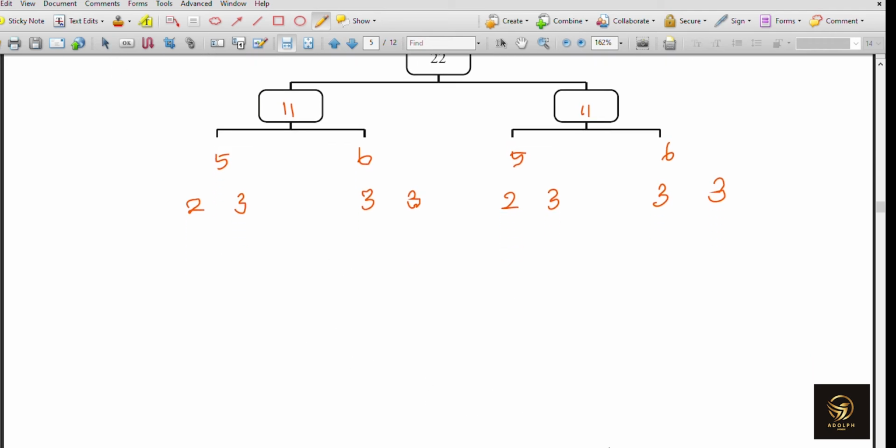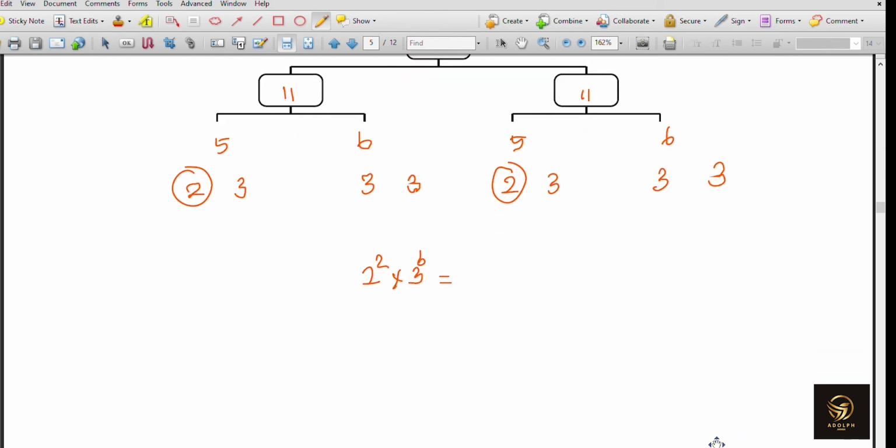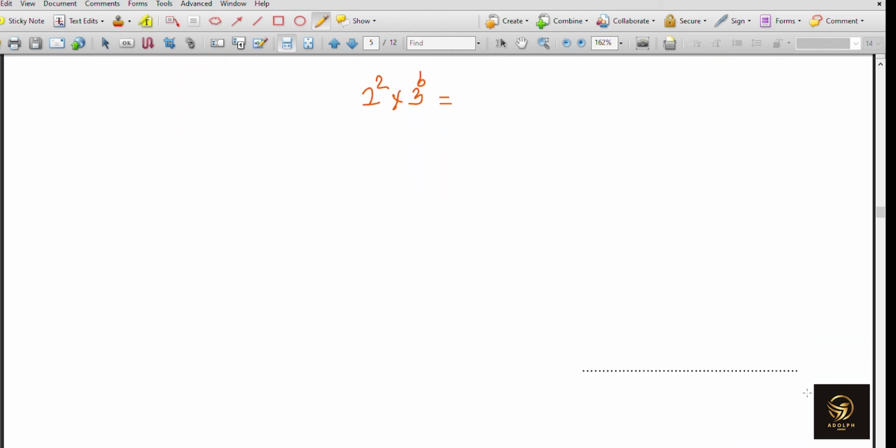And we are going to write finally what the sum is, because we have to find what the largest product is. So we can check here: 1, 2, 2, 2, we have here, so it's going to be 2 power 2 into 3 power 6. It's giving the answer as 2916. That's it, we found it. Let's go to the next one.